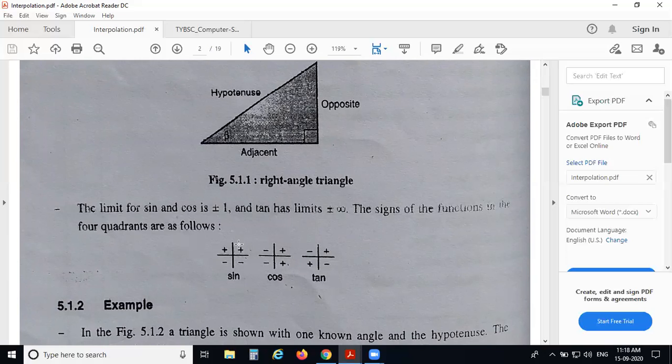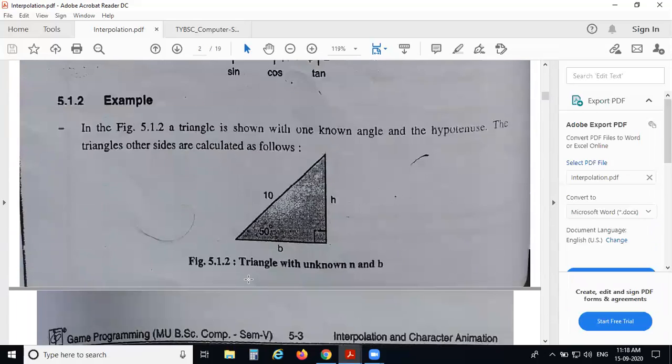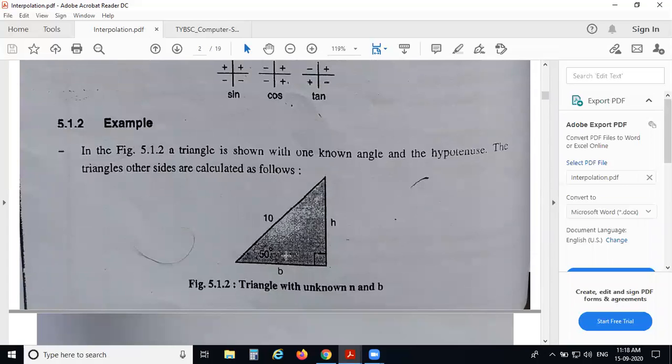That is first quadrant is plus, second quadrant is plus, then minus minus, then plus minus minus plus, and for tan it has plus minus plus minus. Okay, so here one example is given. In this figure, a triangle is shown with one known angle and the hypotenuse.